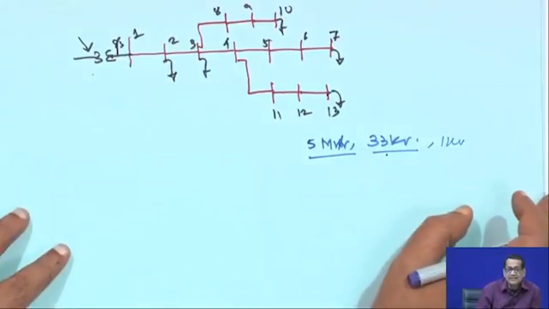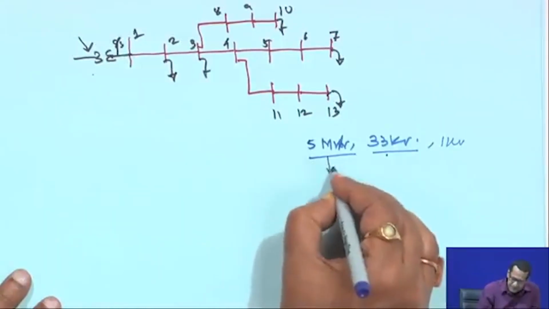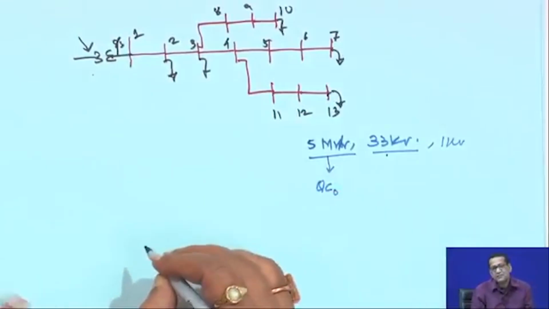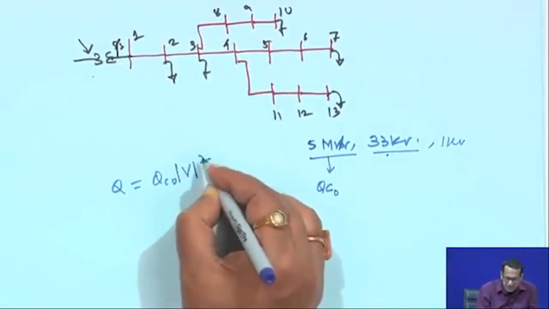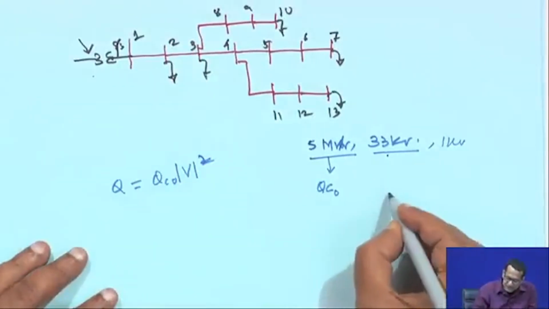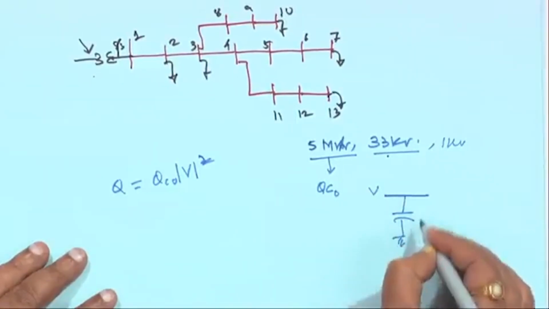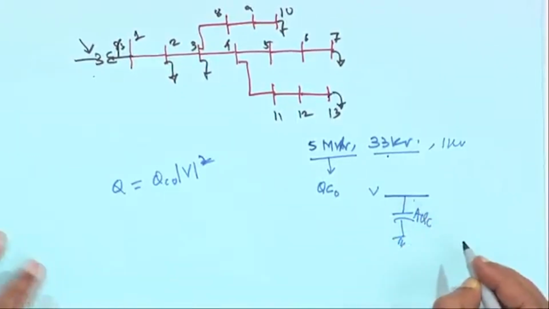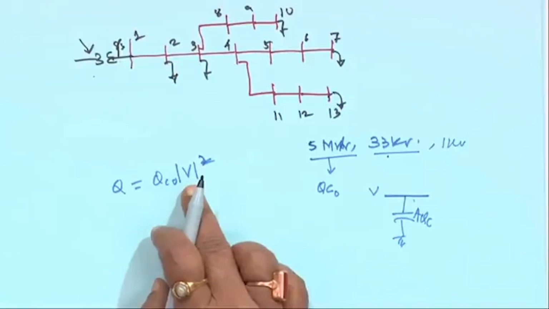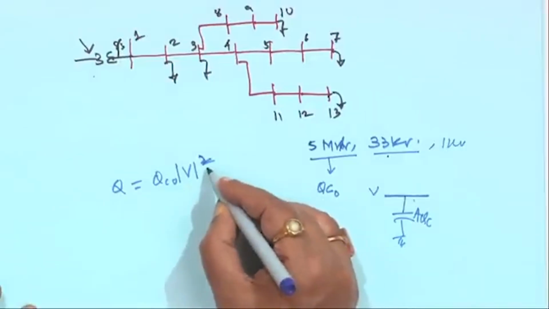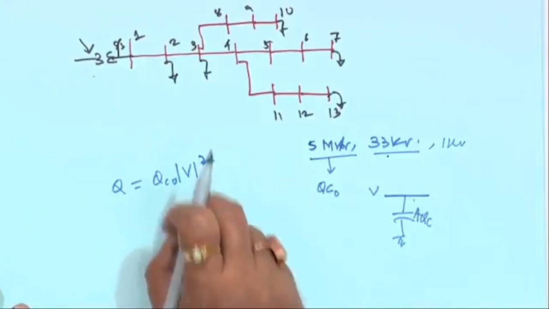So basically the capacitor is a constant impedance device. Suppose the initial value given by the manufacturer is QC0. Then Q will be QC0 times the magnitude of the voltage squared. That means, suppose this is the node where the voltage is, and here the capacitor is connected, it is QC, and this is the voltage. Therefore, the voltage at the point where it is connected gives Q = QC0 |V|^2. Why it is proportional to V squared, I will ask you to do this three or four lines of equations and see any book, it is there.